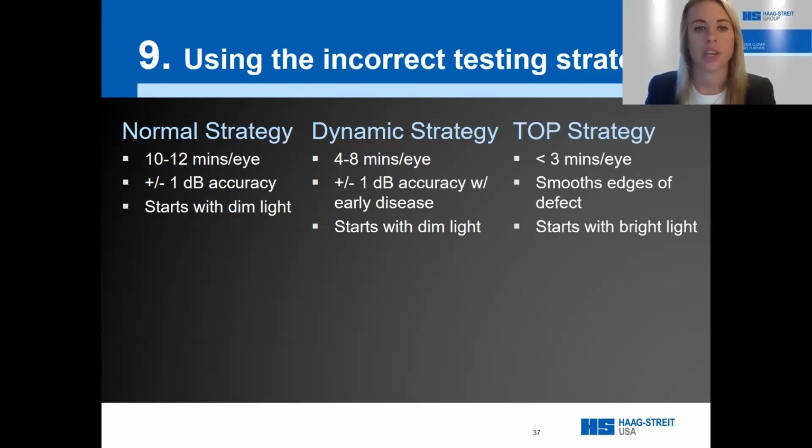Top strategy, however, can run a threshold field in under 3 minutes per eye. Now that's pretty fast, but of course there has to be a trade-off. It can smooth the edges of scotomas and is less sensitive to small, localized defects compared to dynamic and normal. It does, however, start with a bright light.